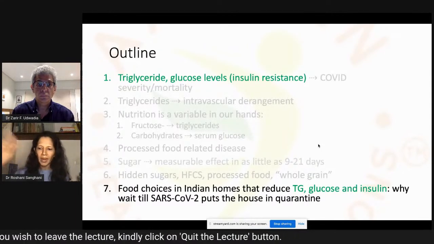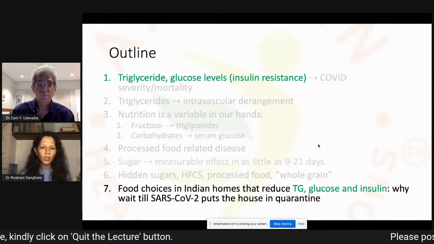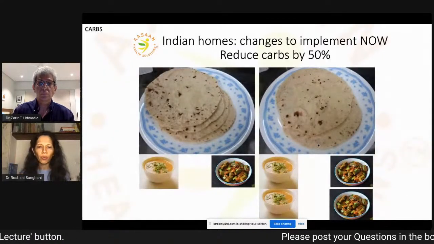Throw out the processed food, packaged food, soda. You're not going to give your family soda when they're sick. Let's look at home food.